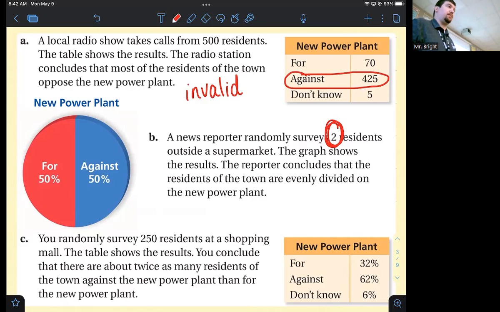You just asked 2 people. Now, you randomly asked 2 people. That's fine. I like random. I don't like it only being 2 people. That sample is not large enough. So this is, again, going to be invalid. Meaning their results aren't worth anything. I'm not saying they didn't calculate it correctly, but I'm saying the way they gathered their data, not good.